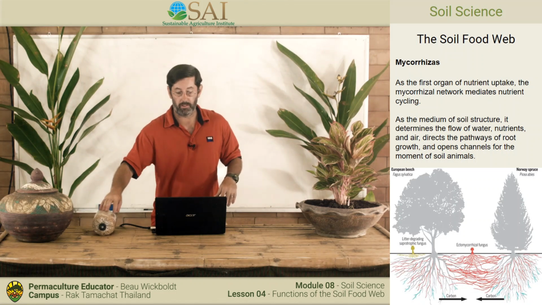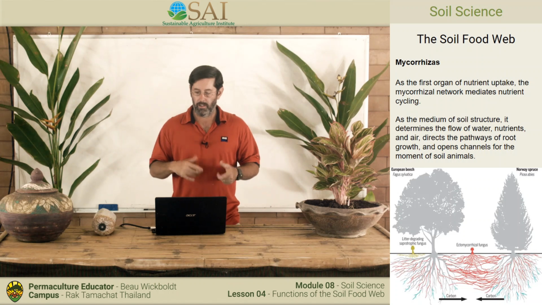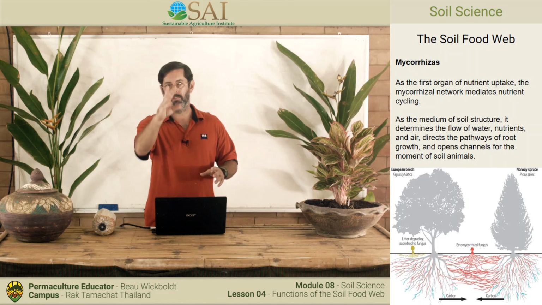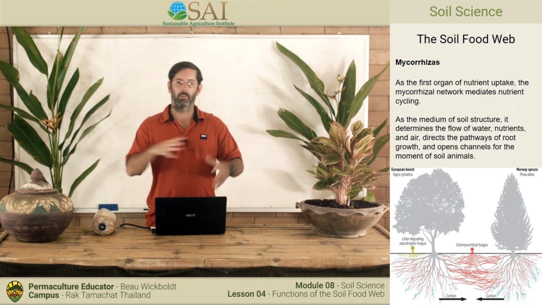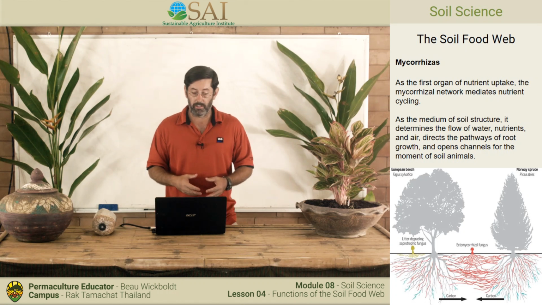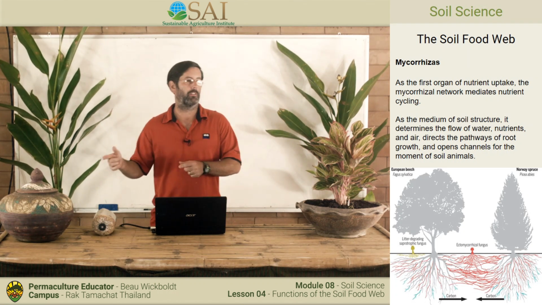As a medium of soil structure, it controls the structure and binds the soil together with the mycorrhizal networks. It determines the flow of water, nutrients, and air, directs the pathways of root growth, and opens channels for the movement of soil animals, the little animals. So this is basically controlling the entire soil structure. In other words, the mycorrhizal network is practically synonymous with ecosystem function.